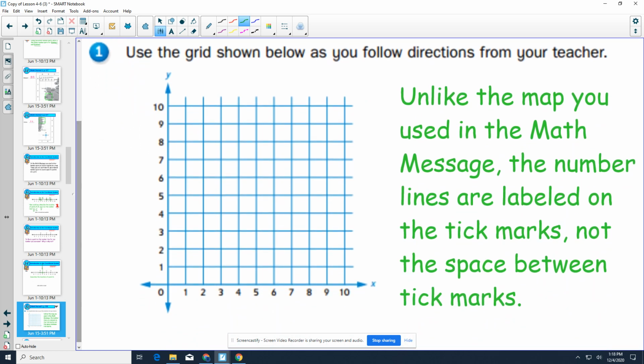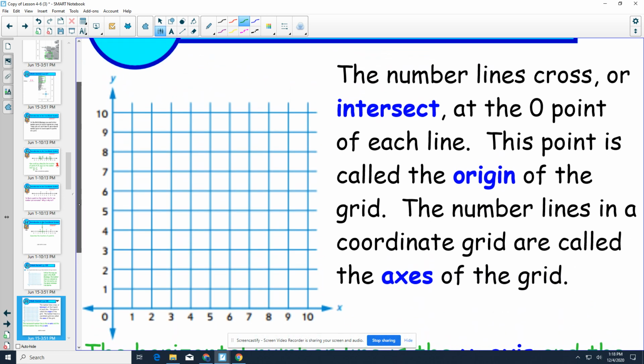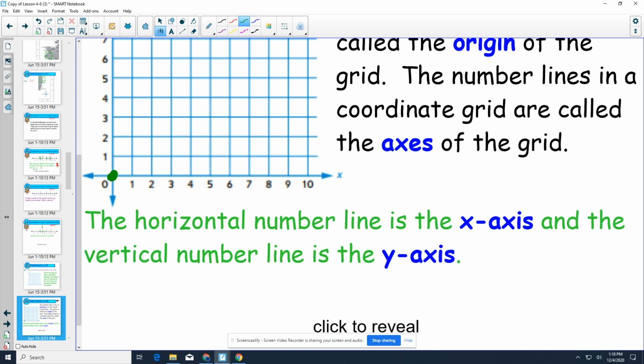Okay, unlike the map you used in the math message, the number lines are labeled on the tick marks, not the space between the marks. So let's go ahead and look at some of these other parts here. The number lines cross or intersect at the 0 point. Remember, we called that the origin. This point is called the origin of the grid. The number lines are called the axes. So you can see here in our vocabulary examples, they gave 4 quadrants or 4 squares. We're only focused on the first quadrant right now. So the horizontal number line is called the x-axis, and the vertical number line is called the y-axis.